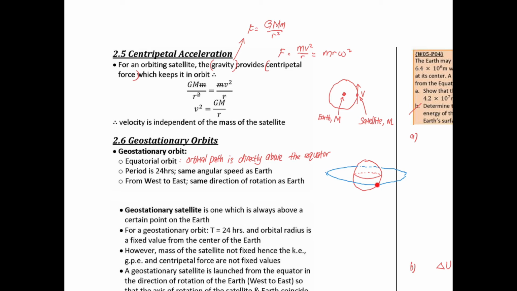That is what we call the geostationary orbit, where the satellite has to move at the same angular speed as the Earth. So because of that, the period is 24 hours. When the Earth spins one round in 24 hours, the satellite also spins one round in 24 hours. They have the same angular speed, and because of that, it is always above the same place that we are launching.